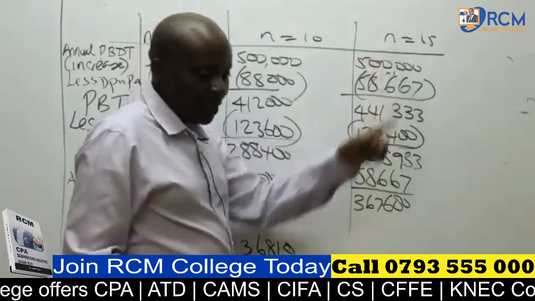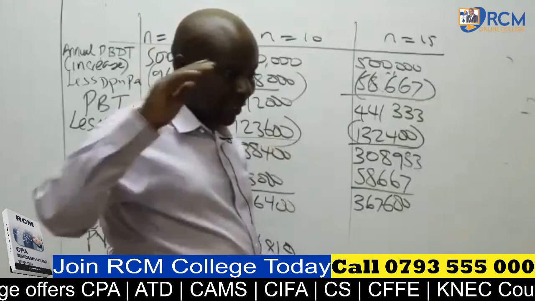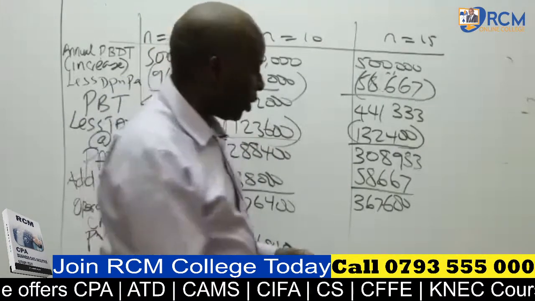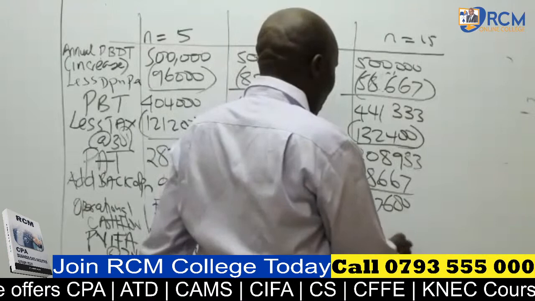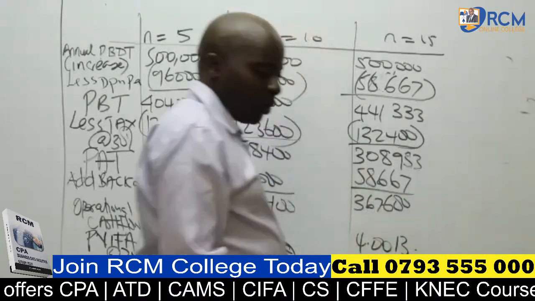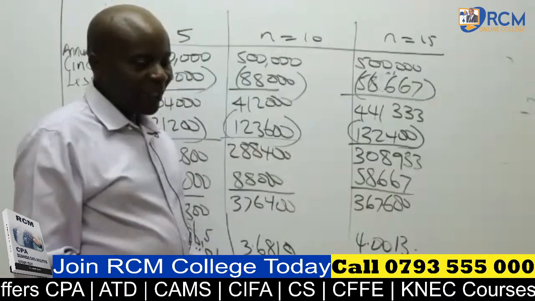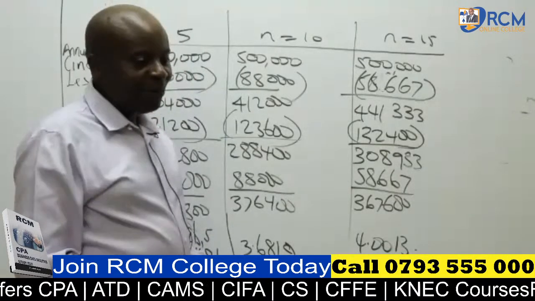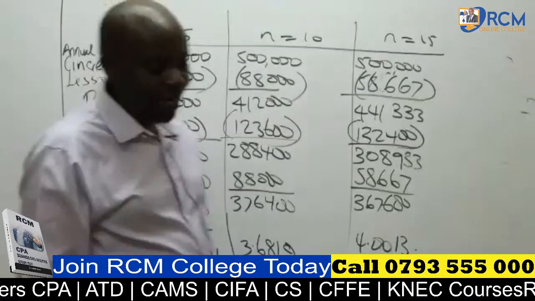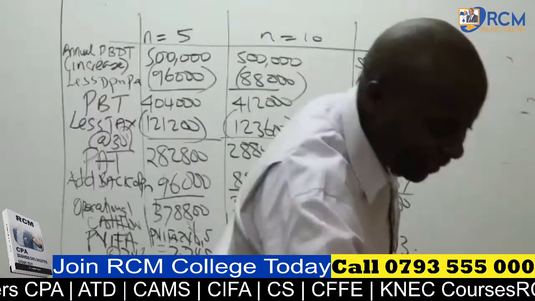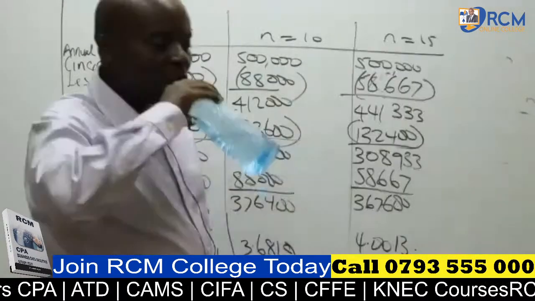How about when n is 15? Still 24%. 24% is cutting across. 4.0013. So are we together up to here? Are we together?